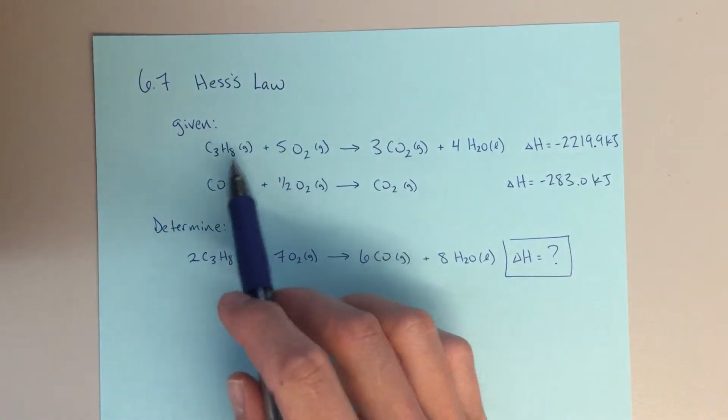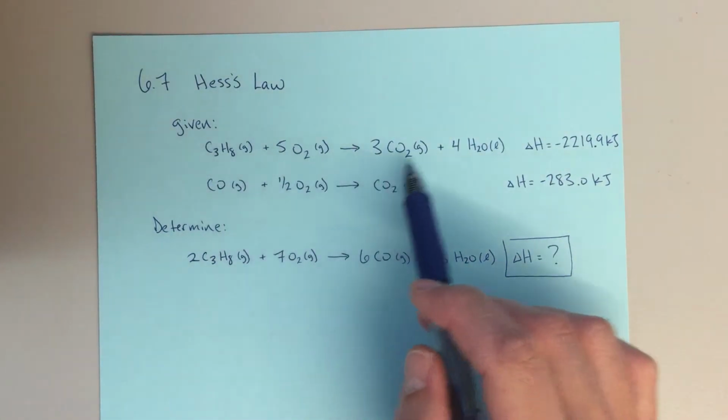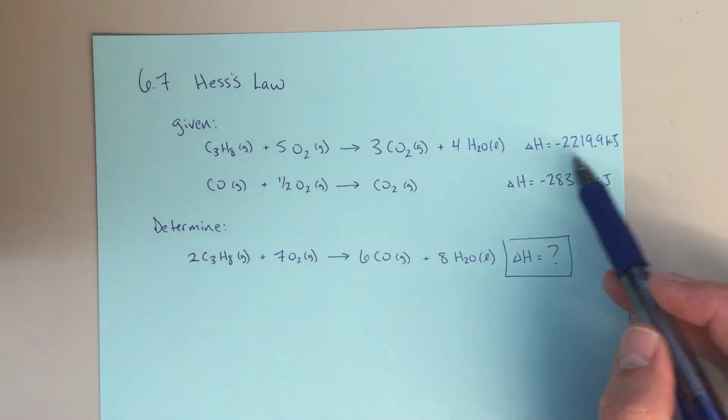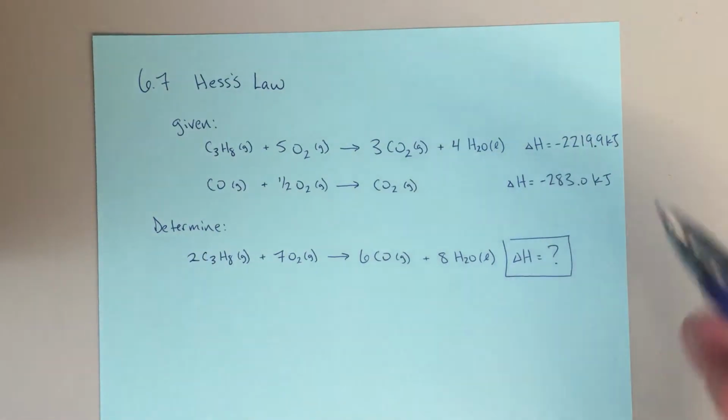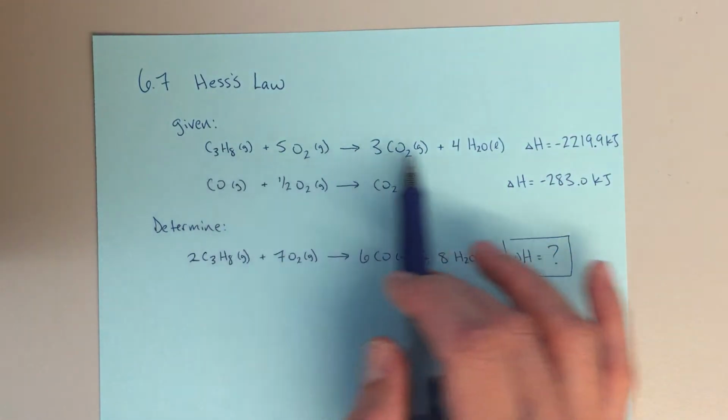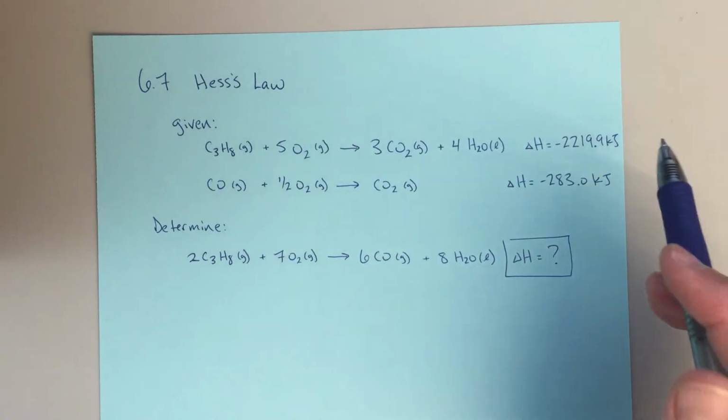So here we've got two given thermochemical equations. I've got propane reacts with oxygen to give us CO2 and water, and I've got a delta H for that reaction. So again, remember the difference between delta H and Q. Just want to reiterate that one more time. This delta H is for this reaction as this reaction is written. So we keep saying that. What does that really mean?